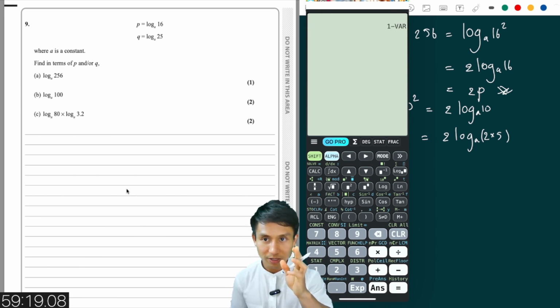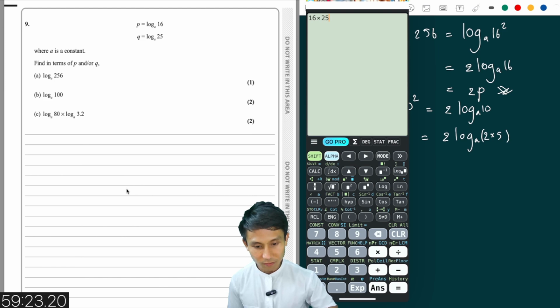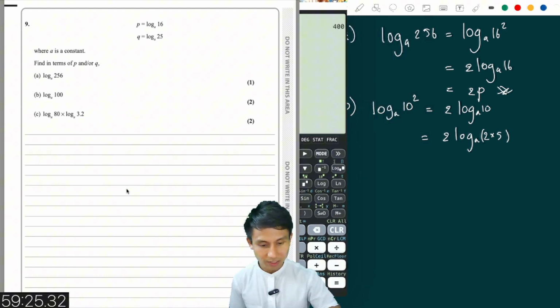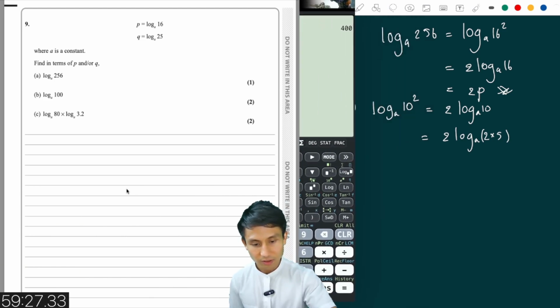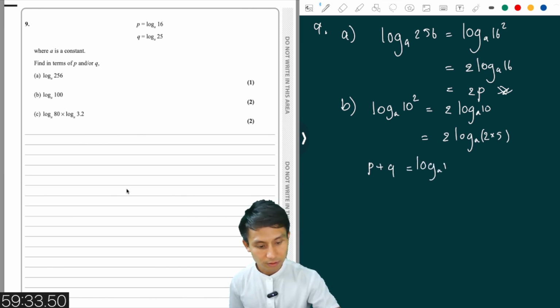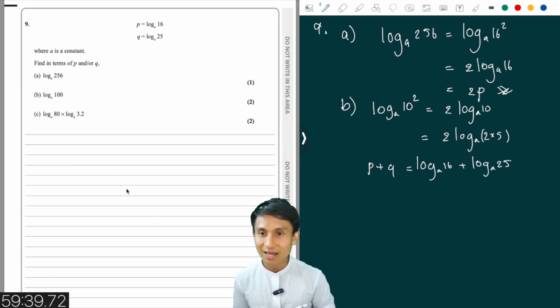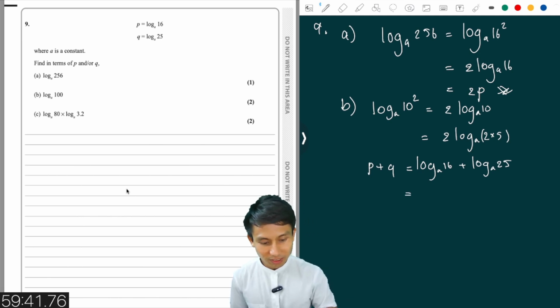So if we multiply P and Q, if we add P and Q, the 16 and the 25 will multiply, so that we get 400. Okay, let's try to do that first. So if we add P and Q like that, we're going to have that, right? Again, guys, this is unseen, so I'm doing it live. Okay, what was it again? 400. So we're going to have log base A of 400 here.